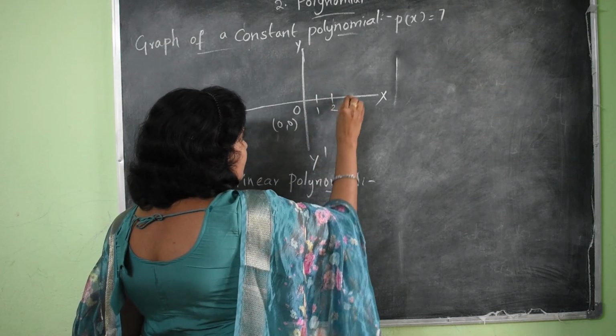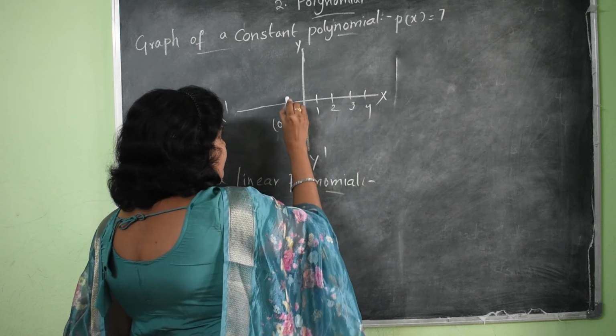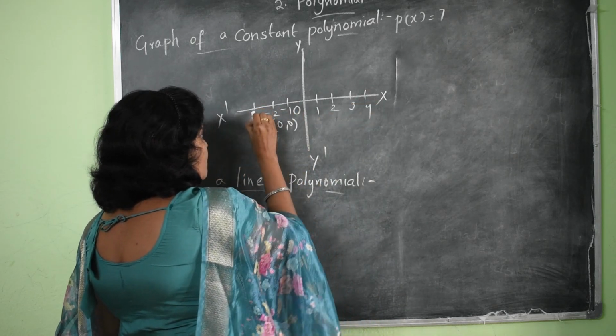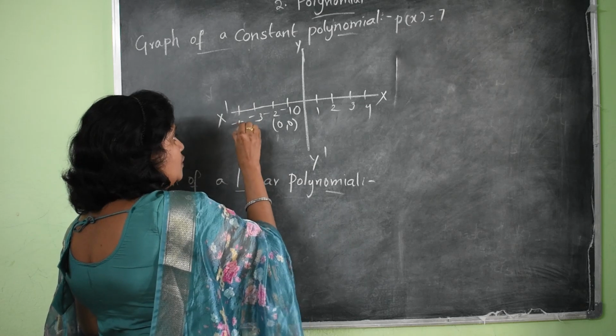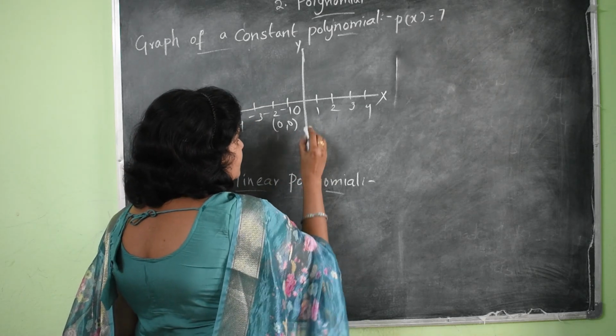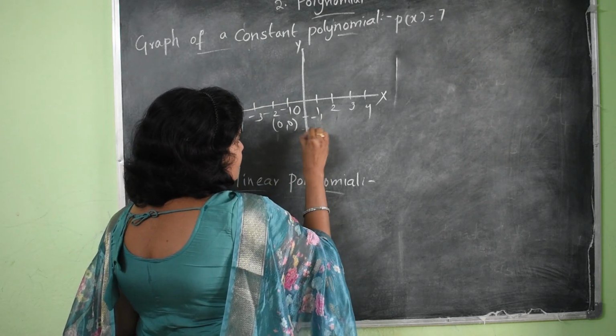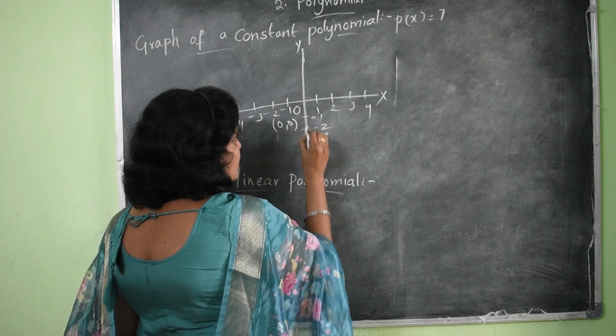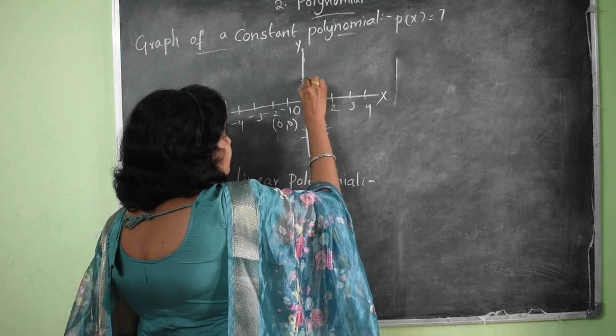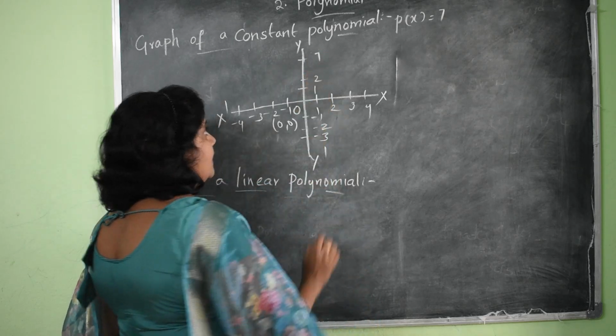So 1, 2, 3. Positive numbers we will write here. Minus 1, minus 2, minus 3, minus 4, and so on. Here minus 1, minus 2, minus 3, and so on. Here plus 1, plus 2, and so on, plus 7.